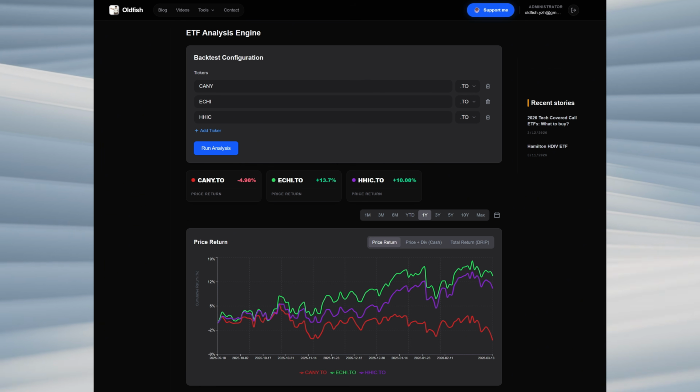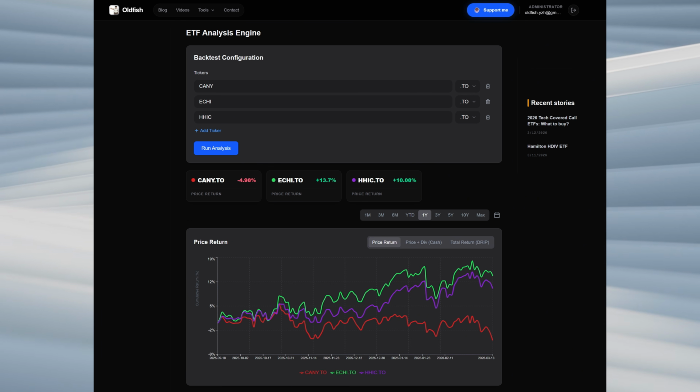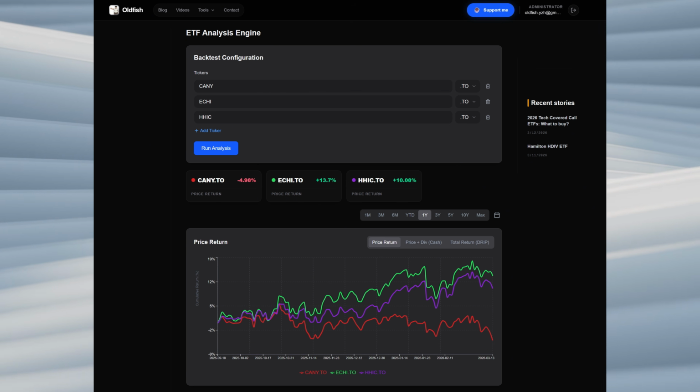Now, looking at CANI, the situation is a bit more complicated. The Canadian market has actually performed quite well over the past 6 months.